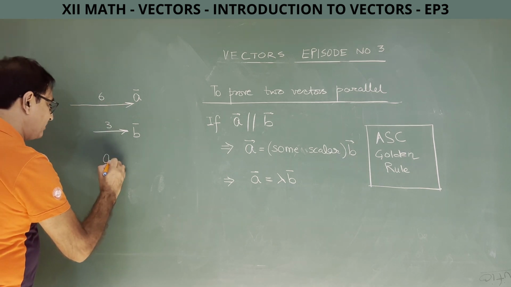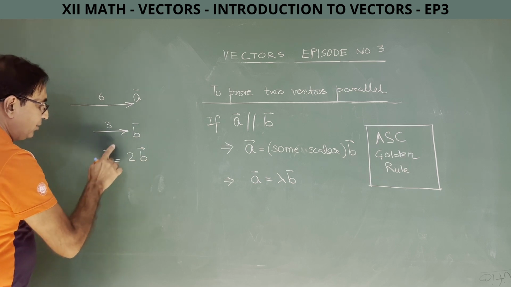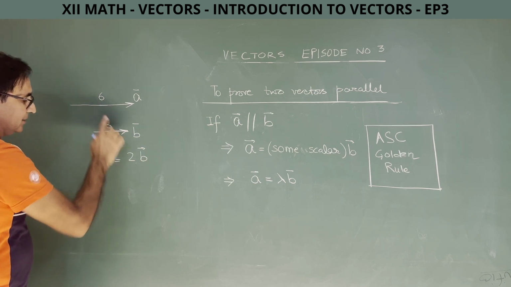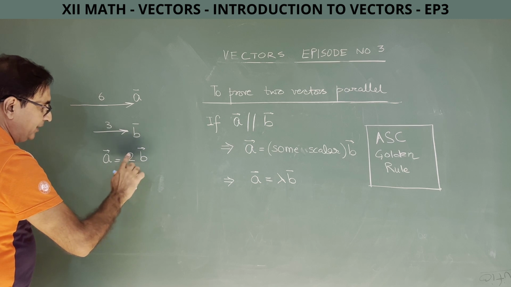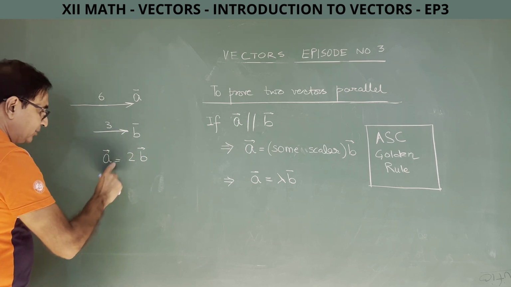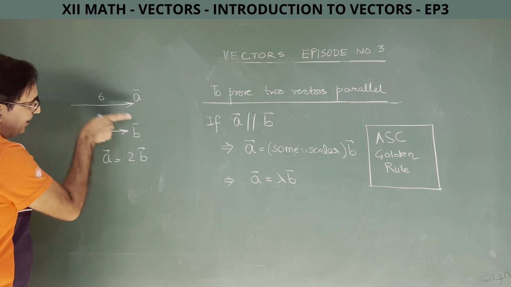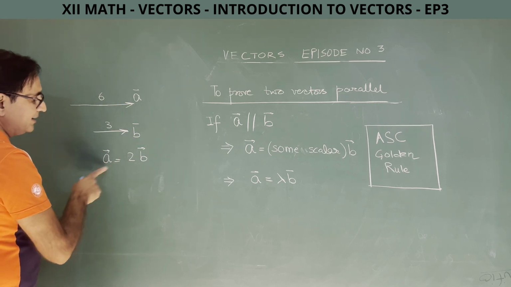Now, suppose I multiply B by 2. What is the magnitude of vector A? 6. What is the magnitude of vector 2B? 2 times the magnitude of 3. What is 2 into 3? 6. The magnitude of vector A is 6, the magnitude of vector 2B is also 6, and they are pointing in the same direction. So, can I say they are equal?